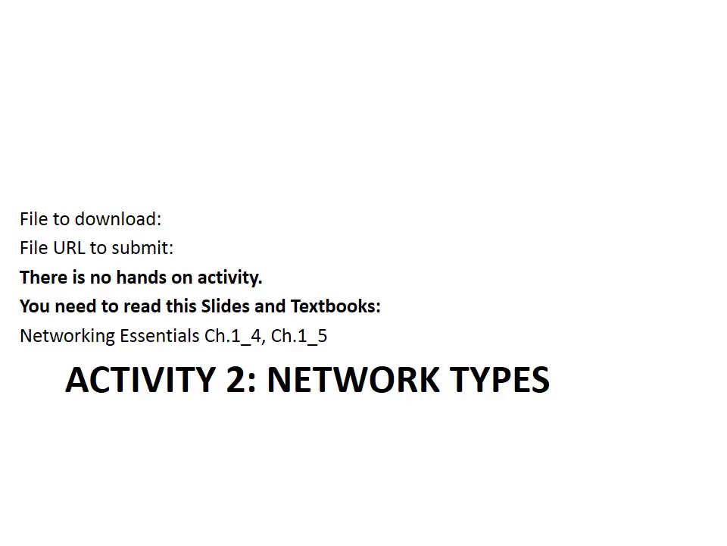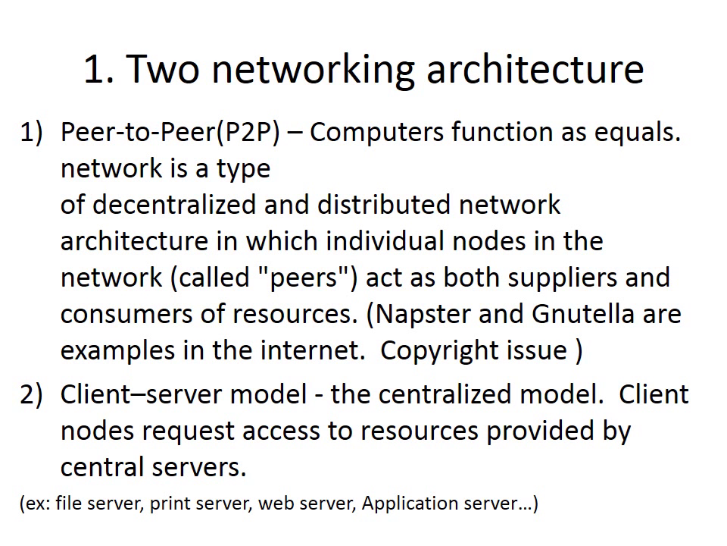In this activity, I will talk about different network types. By network architecture, you can have two groups of networks. In peer-to-peer architecture, computers function as equals. It is decentralized. Individual nodes act as both suppliers and consumers. In the client-server model, client nodes request access to resources provided by central servers. It is the centralized model.